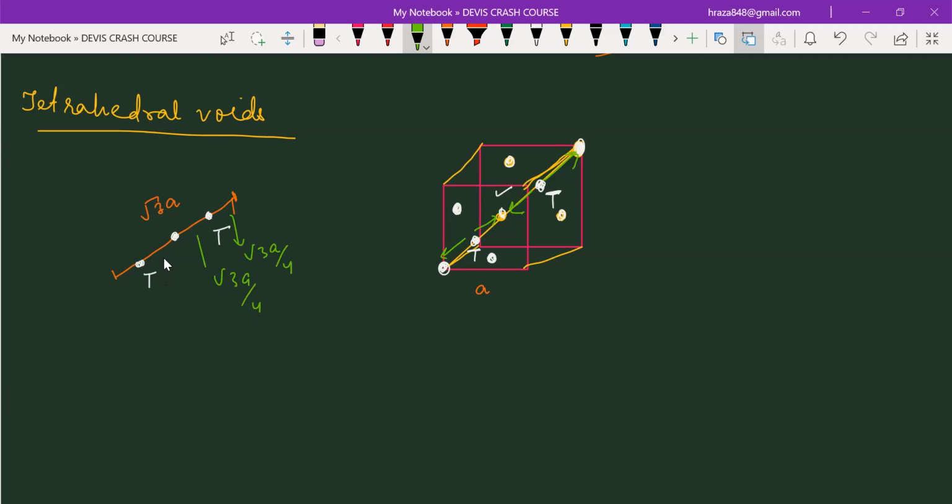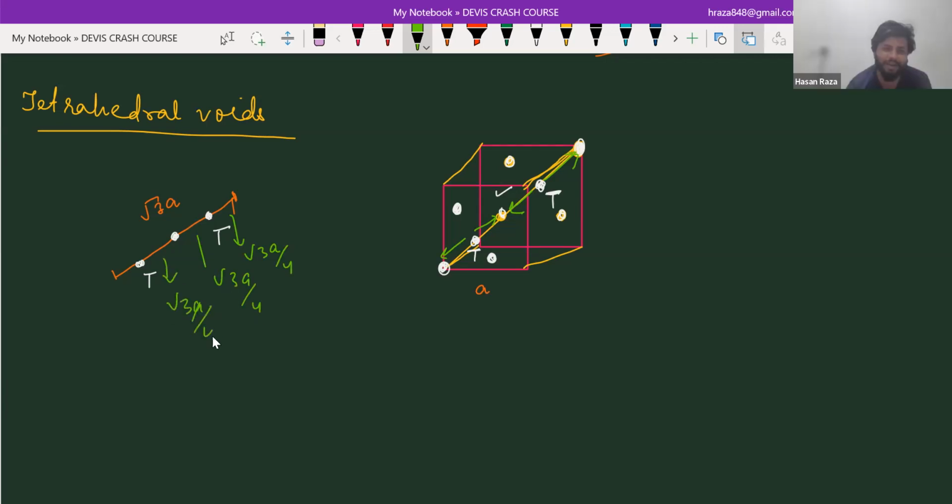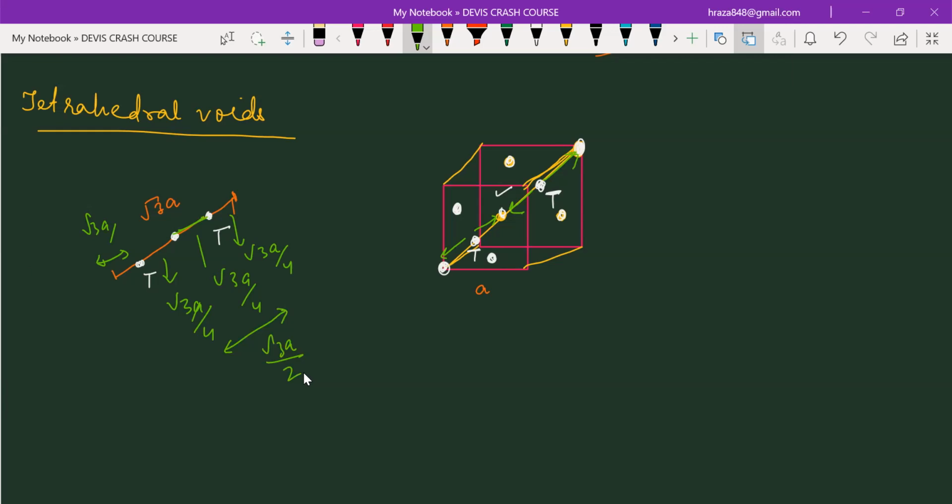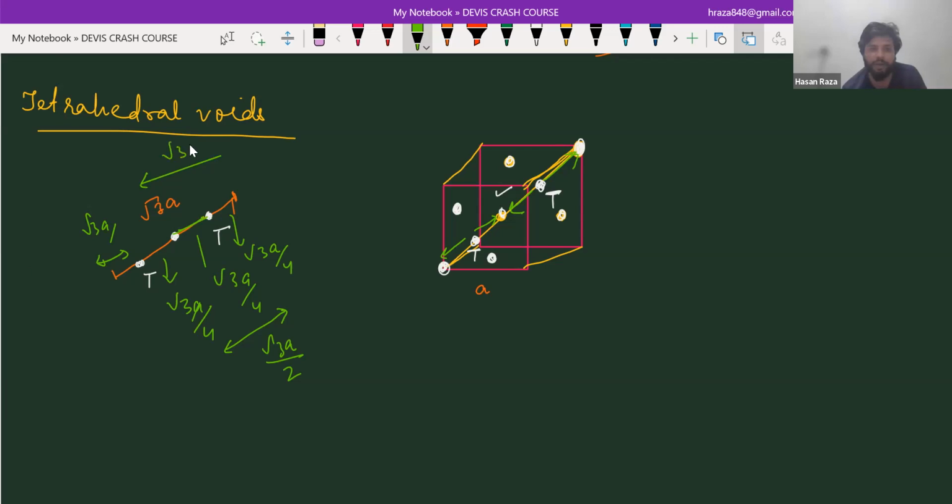So a question can be asked in any form, like what is the distance between the body center and the tetrahedral void? It will be basically root 3a by 4. And a question can be asked like what is the distance between two tetrahedral voids on a body diagonal? It will be root 3a by 2. And it can be asked, what is the distance between the body center and the corner atom? It will be root 3a by 2. So first of all, the distances between any of them should be clear. If there is a question, what is the distance between this and that, you can do that.